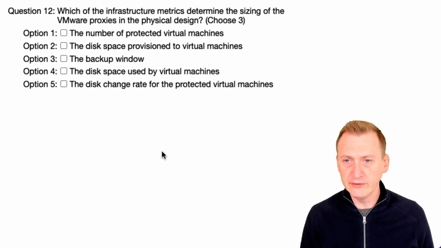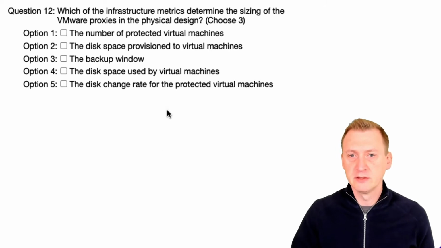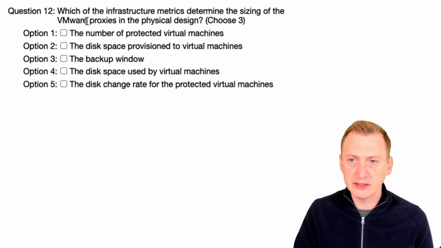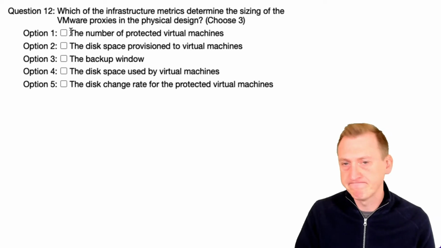Which of the following infrastructure metrics determine the sizing of the VMware proxies in the physical design? Okay, so we have three answers we need to pick, and we're sizing proxies. So how many machines are we looking to protect?